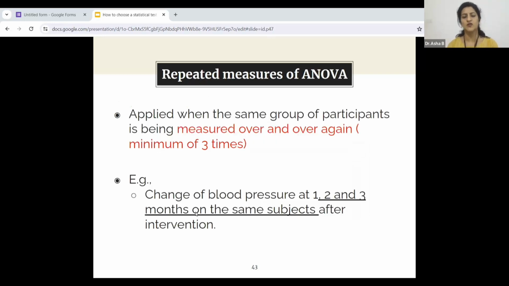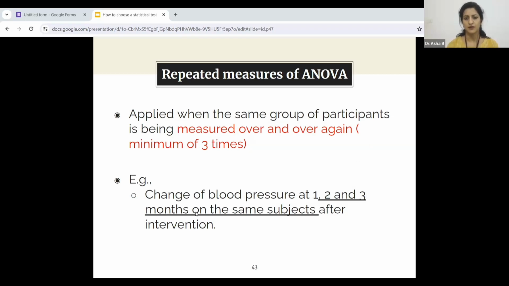We have one more test called repeated measures ANOVA. This is just like the paired test, which was applied when we had two readings on the same subjects. If we have three or more readings on the same subjects, then we have to go for repeated measures ANOVA.